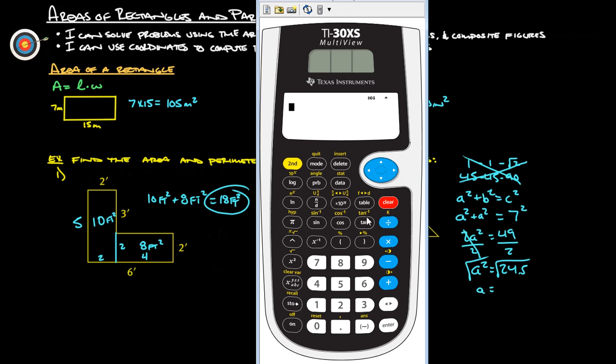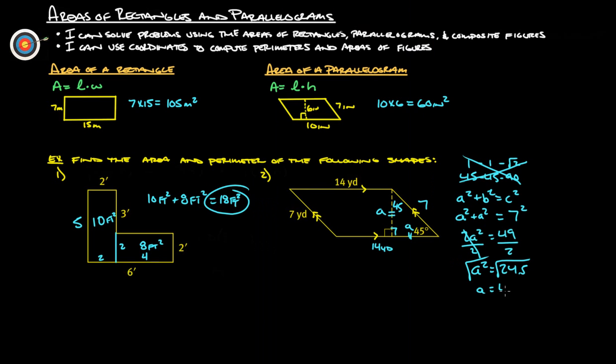Oops, I missed that. So square root of 24.5. There we go. 4.947, so let's call it 4.95. Okay, so this height here is 4.95. So to find the area of this whole thing is going to be 4.95, that's the height, times the base, which is 14.